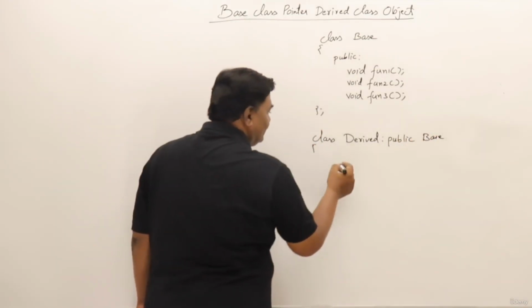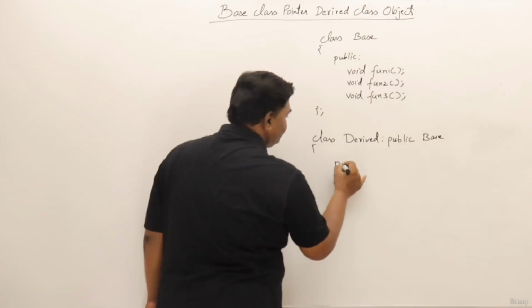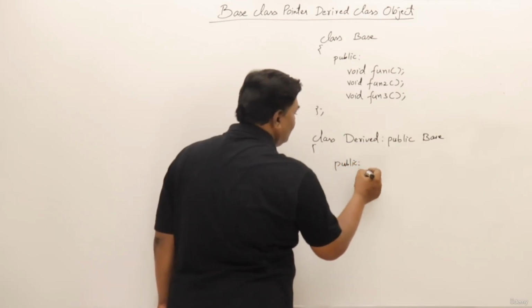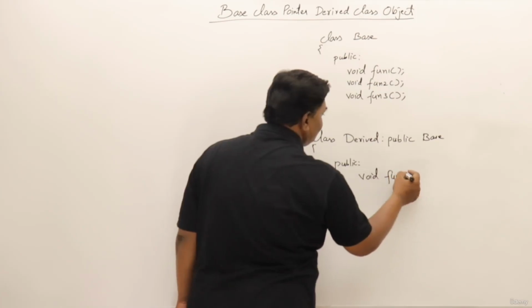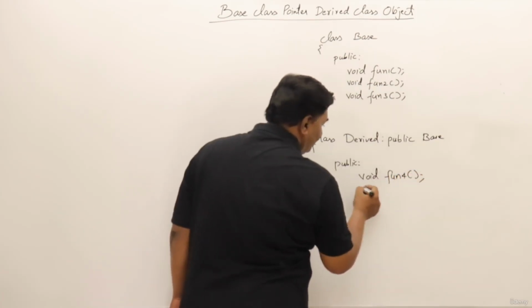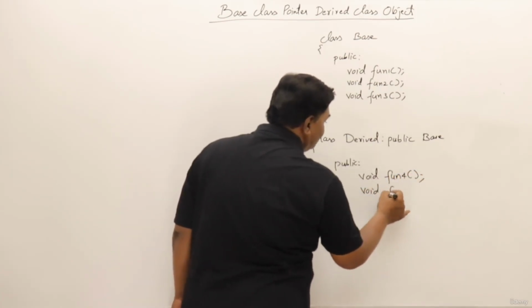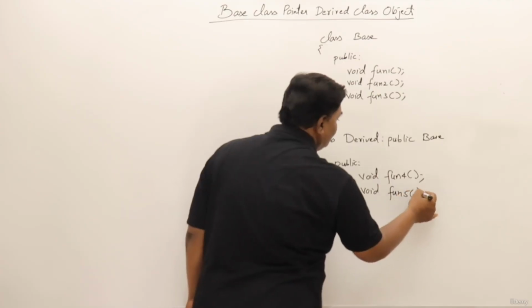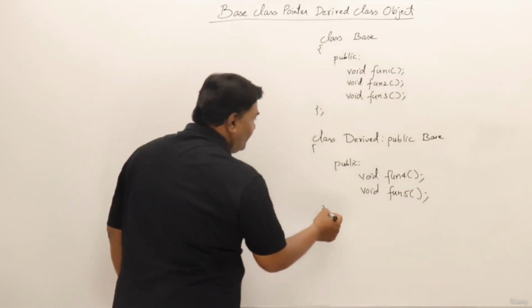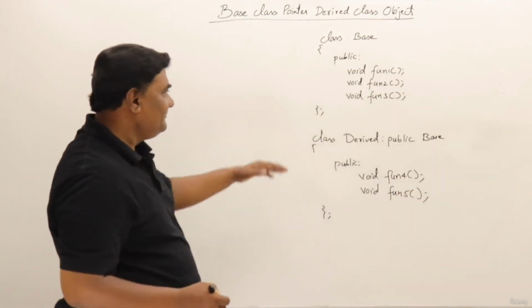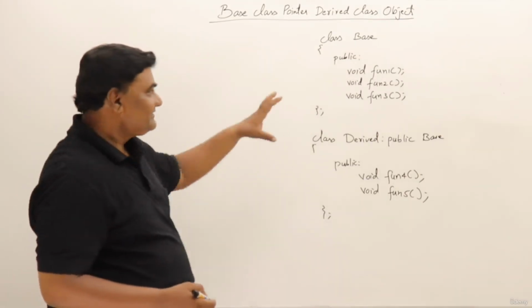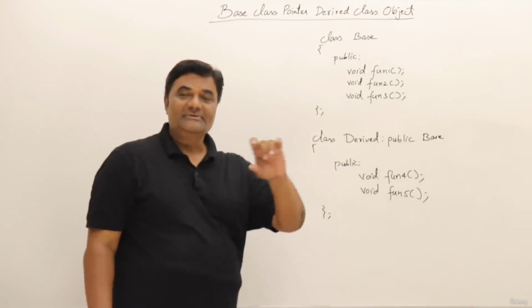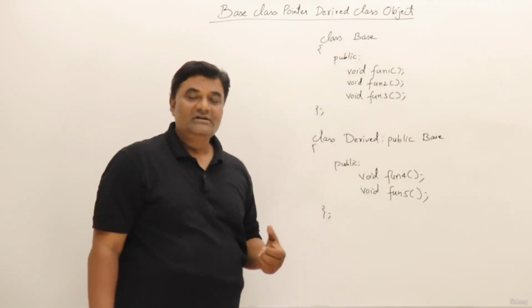and this also has some functions, public, void function 4, void function 5. We are not bothered about the body of those functions. If you want, you can implement them outside using scope resolution, but for understanding, just the signatures, the prototypes, are sufficient. So I have taken prototypes.